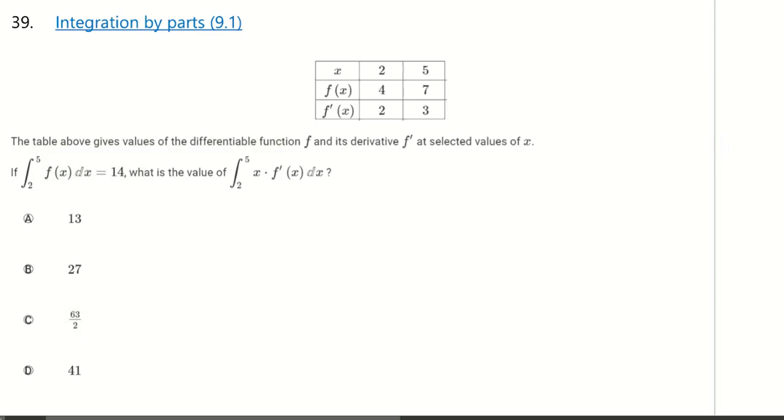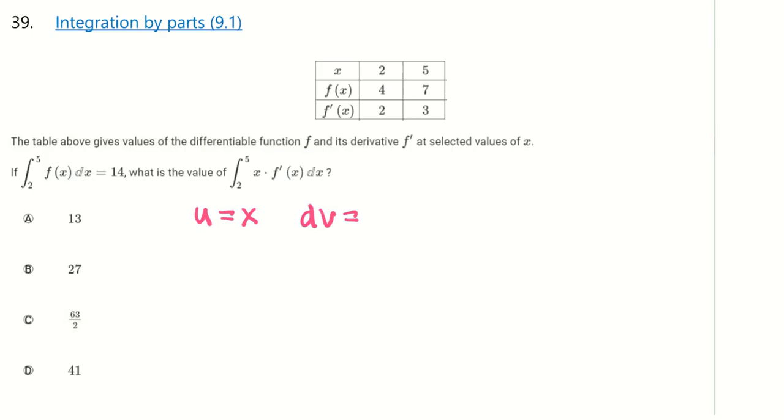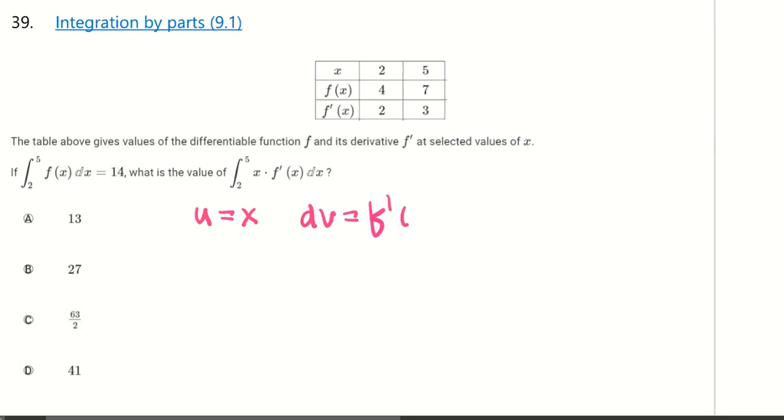So I'm going to let u be equal to x because I want dv to be something that I can easily anti-differentiate. And while I could easily anti-differentiate x, that would require me to need to take the derivative of f prime. I don't have any information about f double prime in this problem. So I think that dv equals f prime of x is going to be the way to go. I need to take du and regular v.